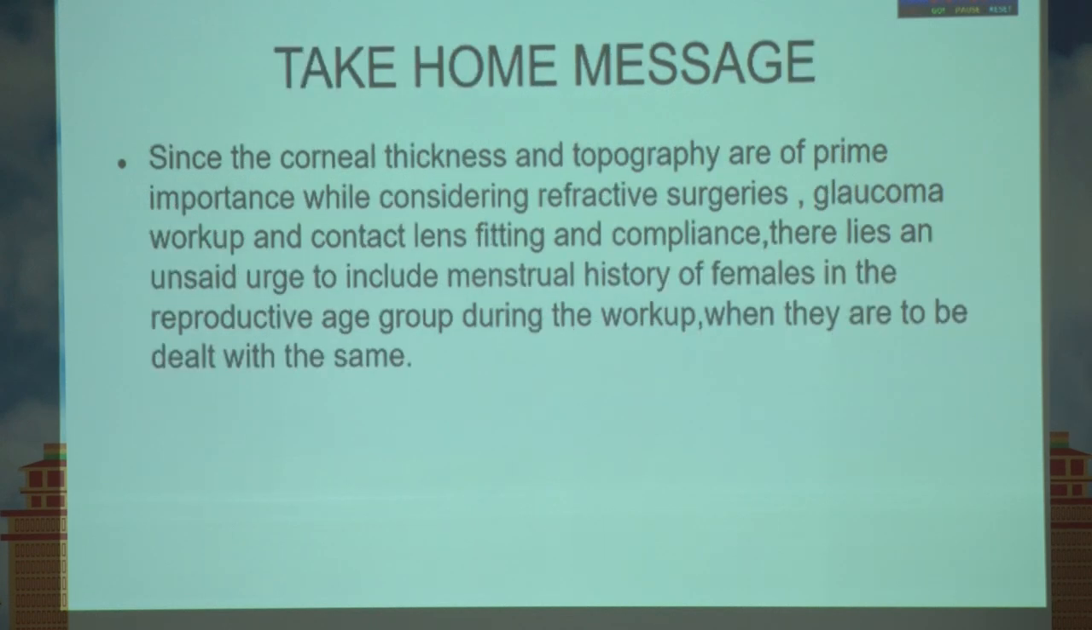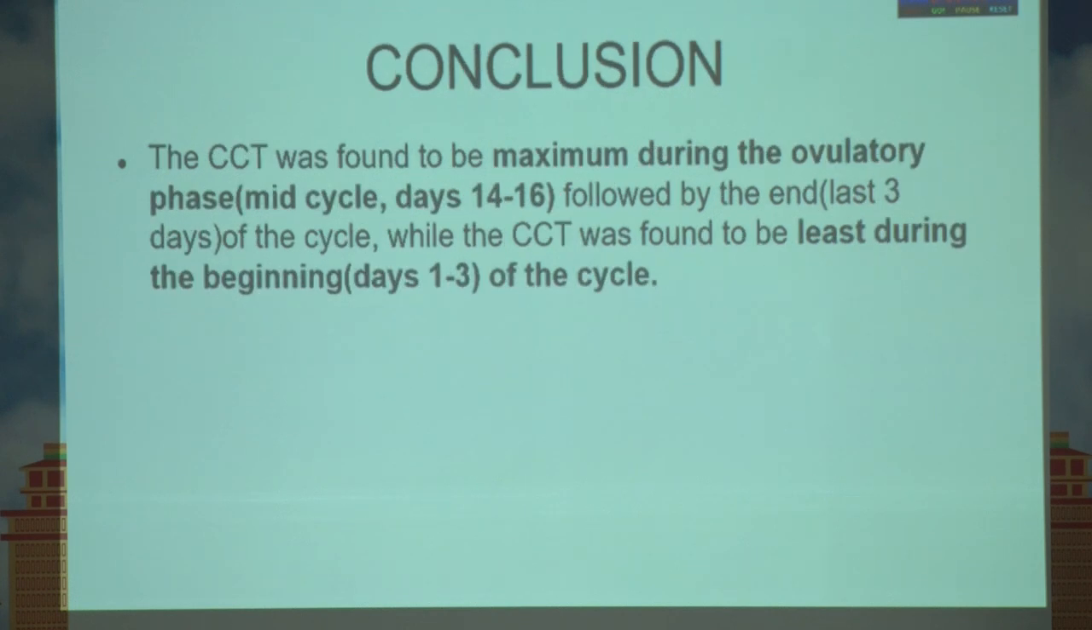The take-home message can be, since the corneal thickness and topography are of prime importance while considering refractive surgeries, glaucoma workup and contact lens fitting and compliance, there lies an unsaid urge to include the menstrual history of females in the reproductive age group during the workup when they are to be dealt with for the same. So finally, we conclude that the CCT was found to be maximum during the ovulatory phase, followed by the end of the cycle, while CCT was found to be least during the beginning of the cycle.